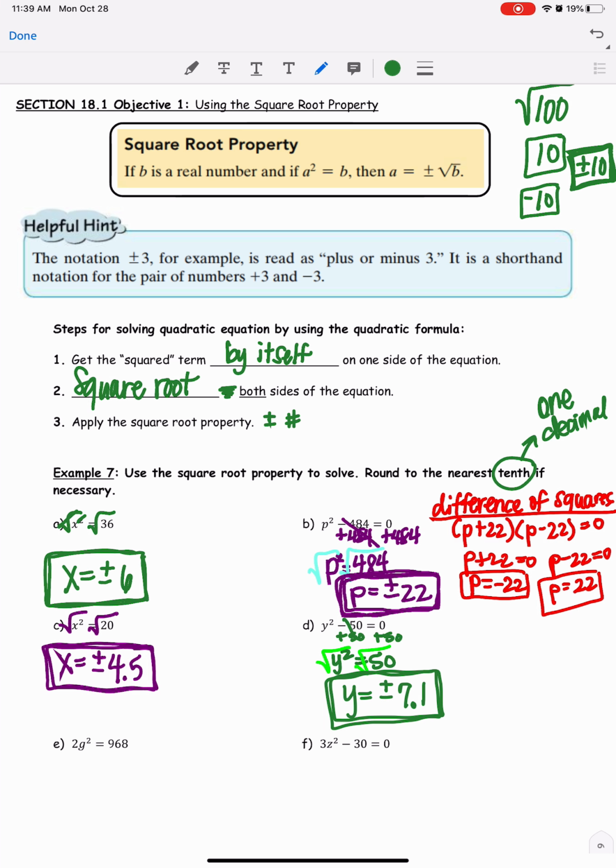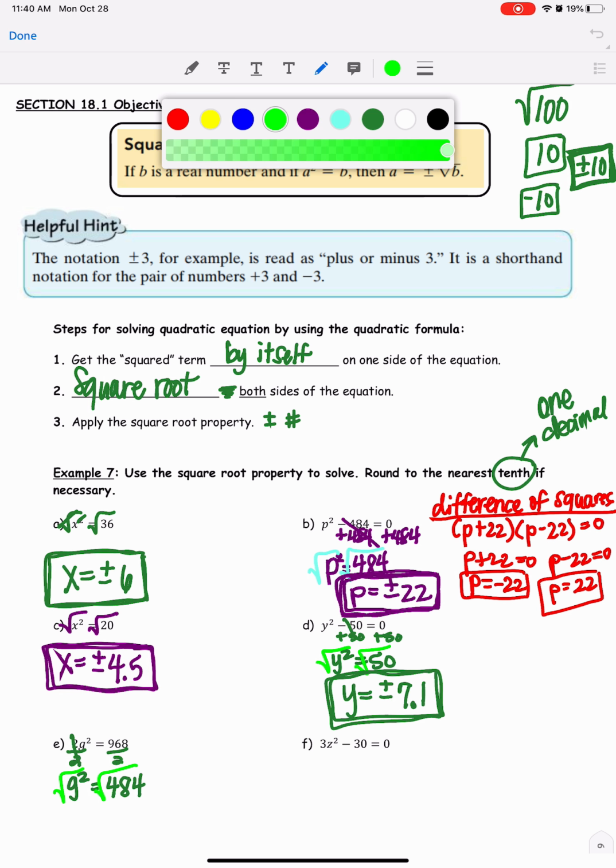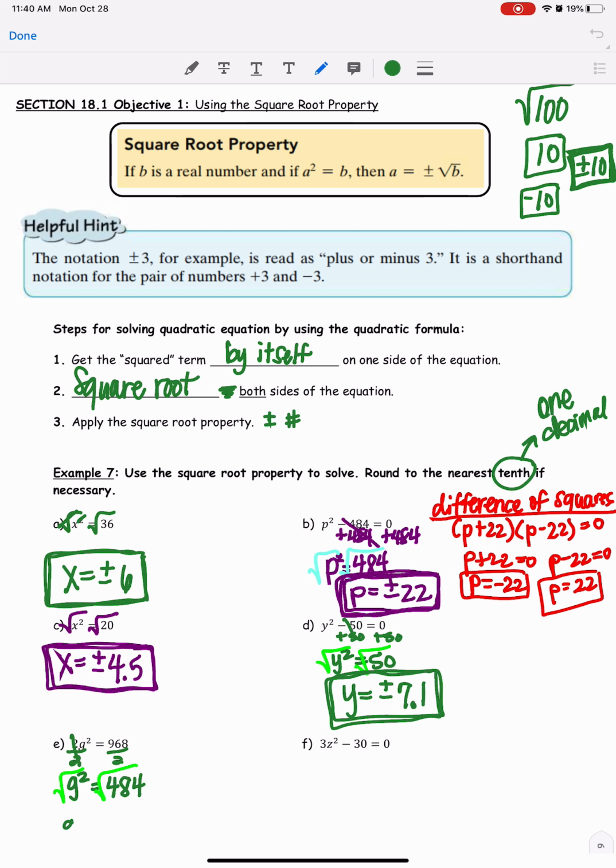On E, is my square term by itself? It is not. You've got 2 being multiplied. It's 2 times g squared. So the opposite of multiplying by 2 is to divide by 2. So I'm going to get g squared equals 484. The opposite of squaring is to square root. And we've already taken the square root of 484. So we're going to get g equals plus or minus 22 again.